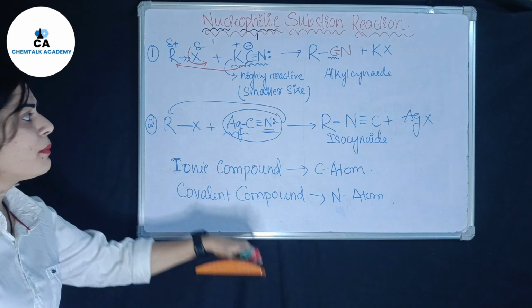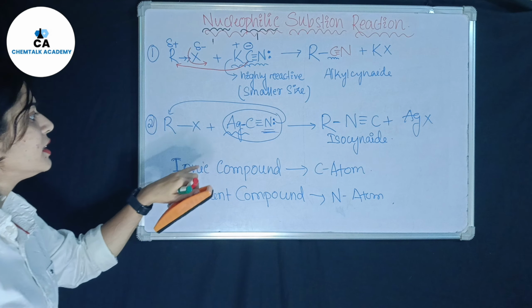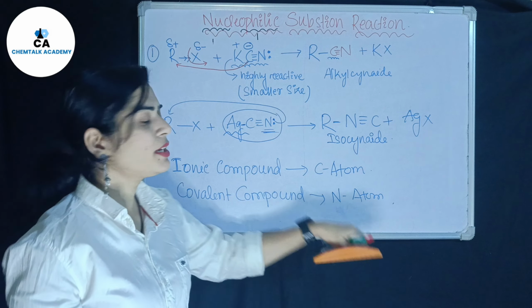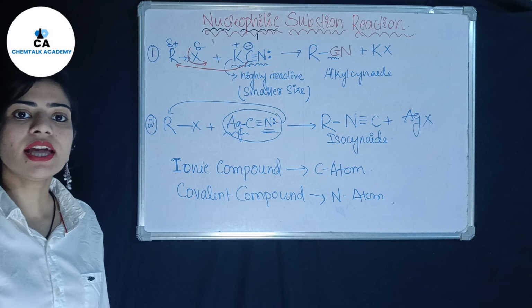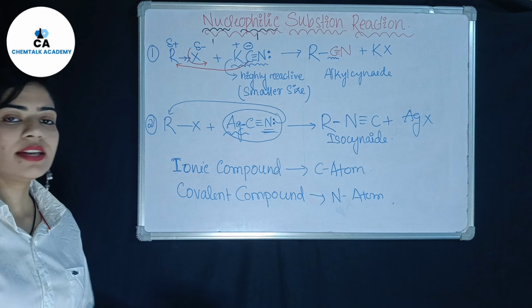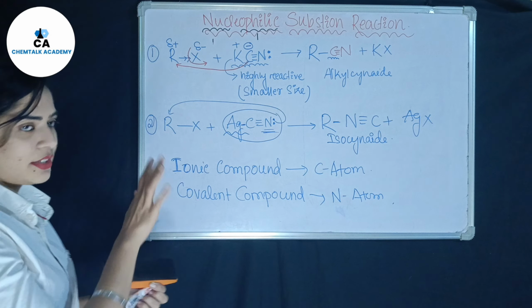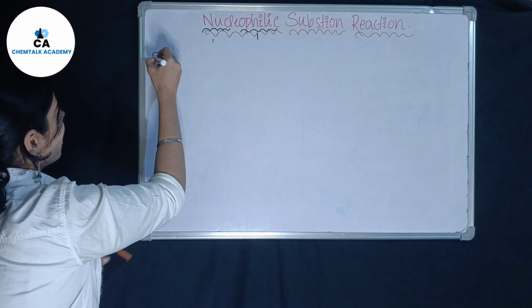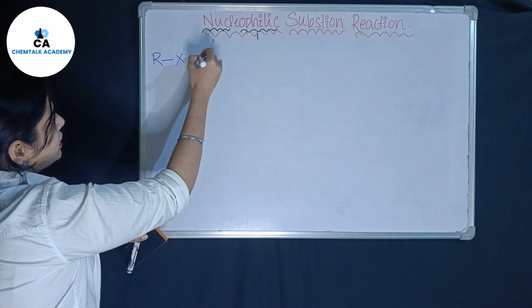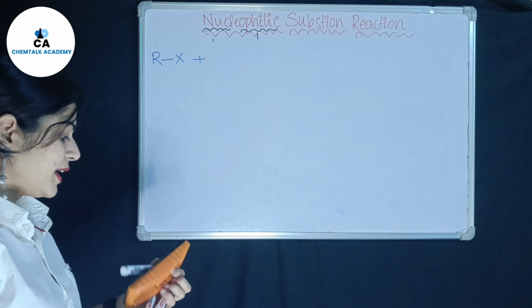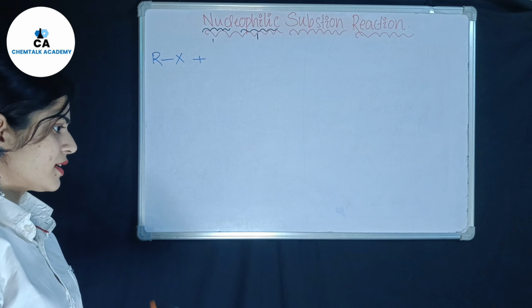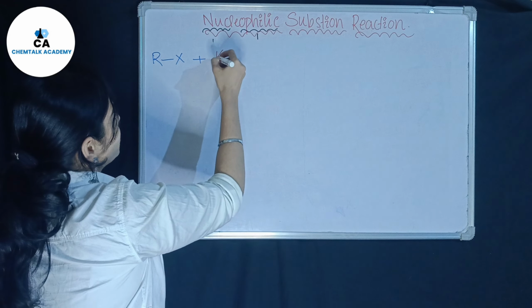Okay, so here ma'am, you said this is CN, that is why you told carbon atom and nitrogen atom. Then what happens with the NO2? Okay, so don't worry, we will be doing that. Okay, RX when reacted with, let's take, KNO2.